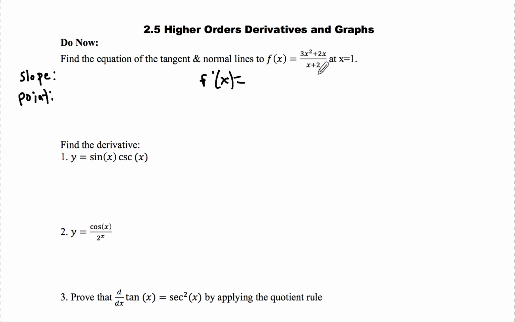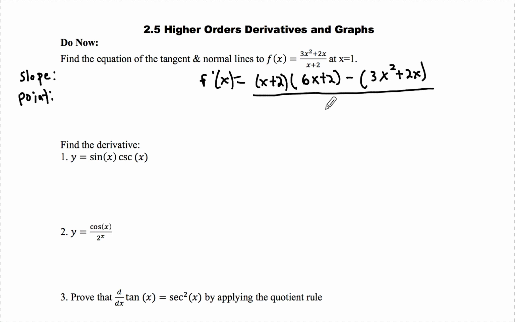We have what looks like a quotient here. So the quotient rule says low function times the derivative of the high function, so that'd be 6x plus 2. Low d high, minus the high function, keep it all together the same, times the derivative of the low function, which is just 1, so I'm going to leave it like that. Notice I grouped everything in parentheses just to keep things nice and clean, over the low function squared, so that's x plus 2 squared.